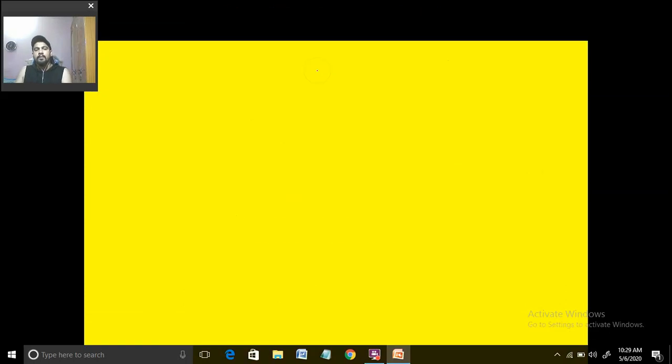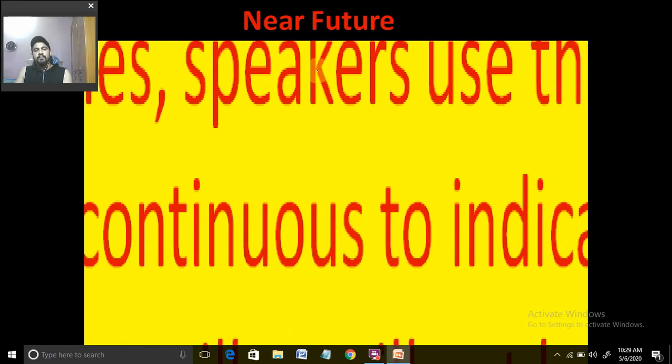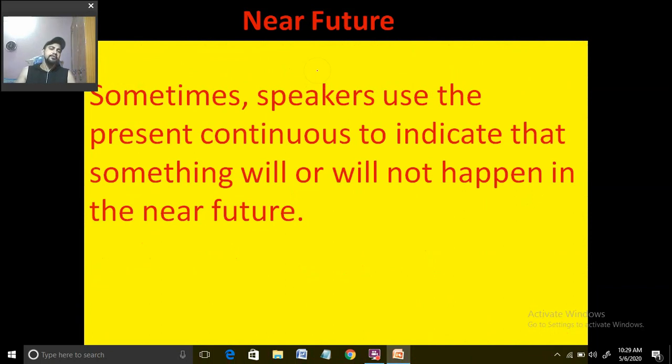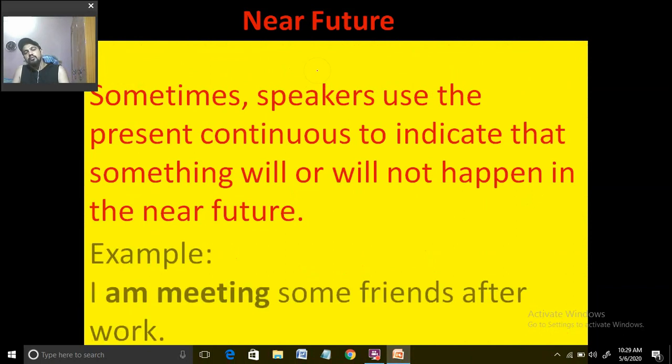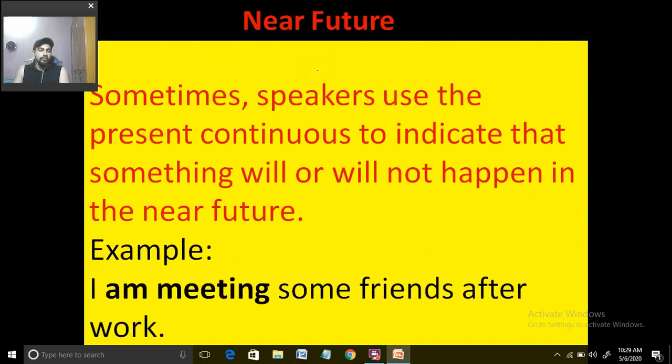Now we are talking about the near future. We have already talked about that. Sometimes a speaker uses the present continuous to indicate something will or will not happen in the near future. For example, I am meeting some friends after work. You haven't met yet, but still you're saying I am meeting. That thing is yet to occur, the same way as in the statement I am going to some place tomorrow. So, I am meeting some friends after work, or I am not meeting some friends after work. That depends upon the kind of sentence that we want to speak.